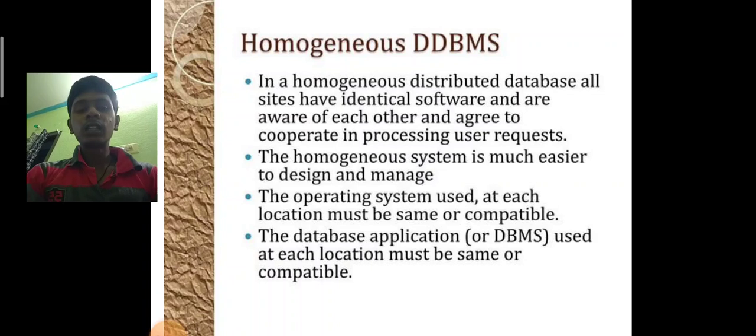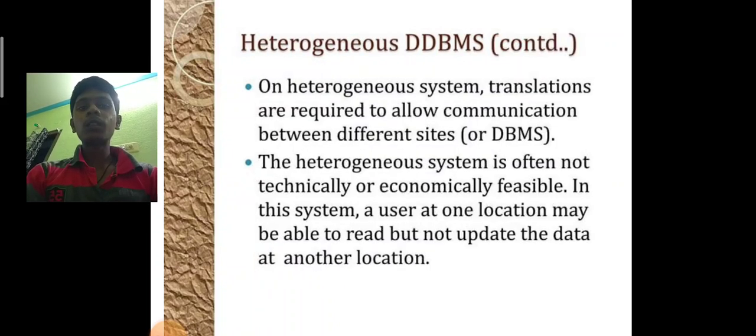Homogeneous DDBMS. In a homogeneous distributed database, all sites have identical software and are aware of each other and agree to cooperate in processing user requests. The homogeneous system is much easier to design and manage. The operating system used at each location must be the same or compatible. The database application or DBMS used at each location must be the same or compatible.